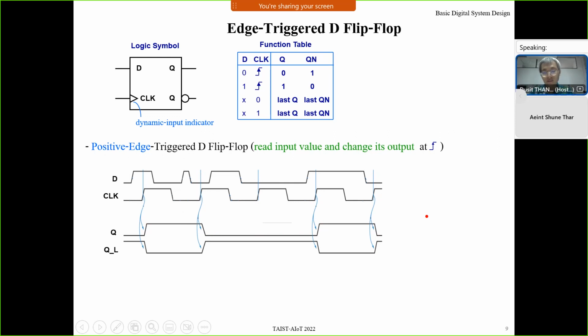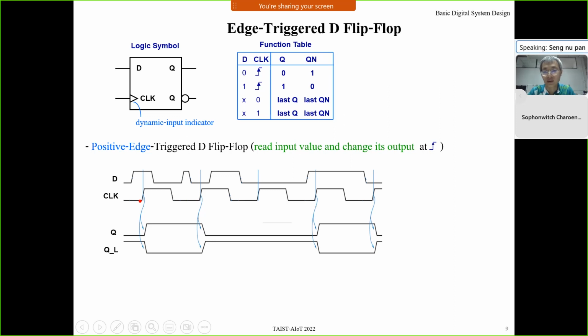Okay. Hello, sir. You can ask me. Can you repeat again about clock, x, 0 and 1? So D is x and 0 means constant. So when D is x and clock is 1, why does it say like that?